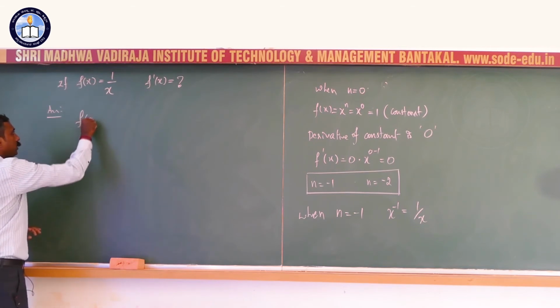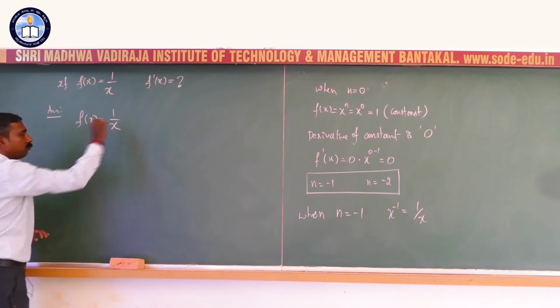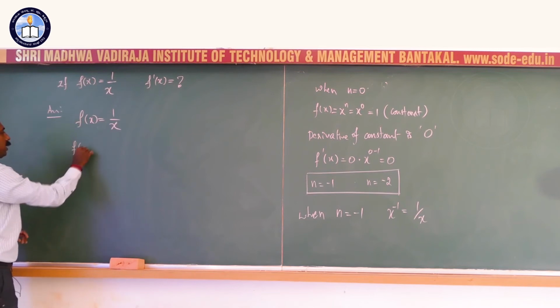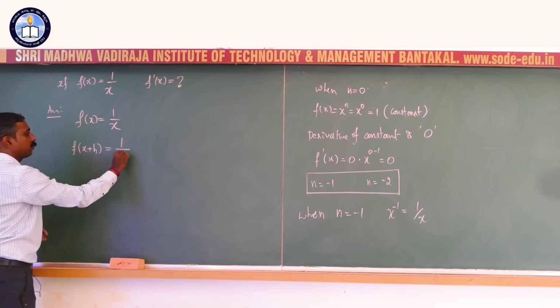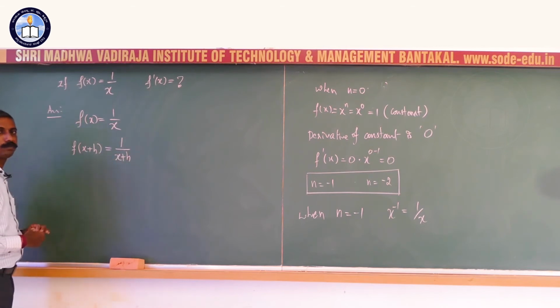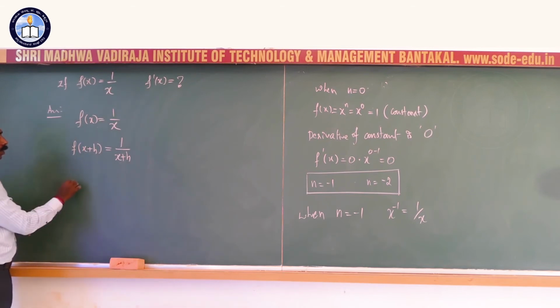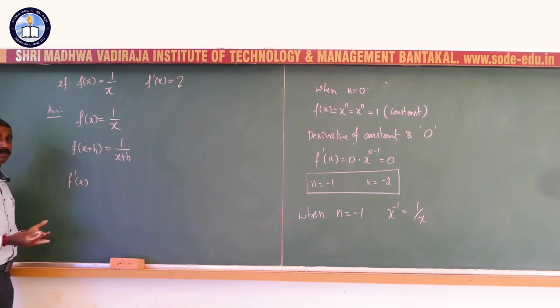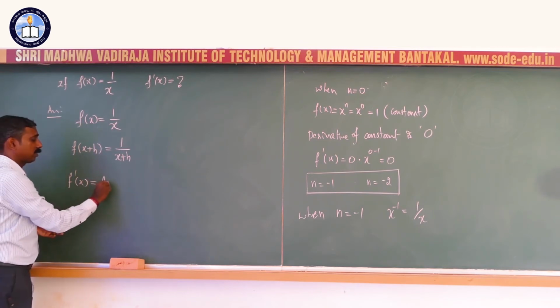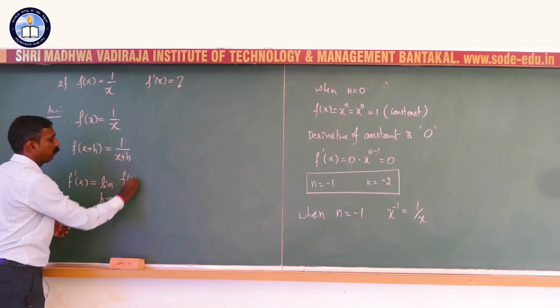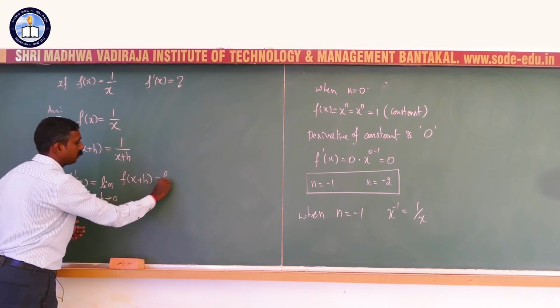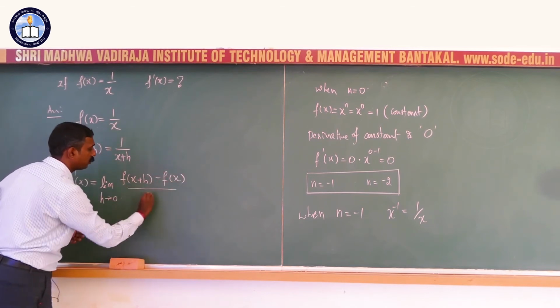First step, always writing f of x which is equal to 1 by x. Second step, we will write f of x plus h. So, wherever x is there, it is replaced by x plus h. Next, we know f dash of x expression from first principle of derivative is nothing but limit h tending to 0 f of x plus h minus f of x divided by h.